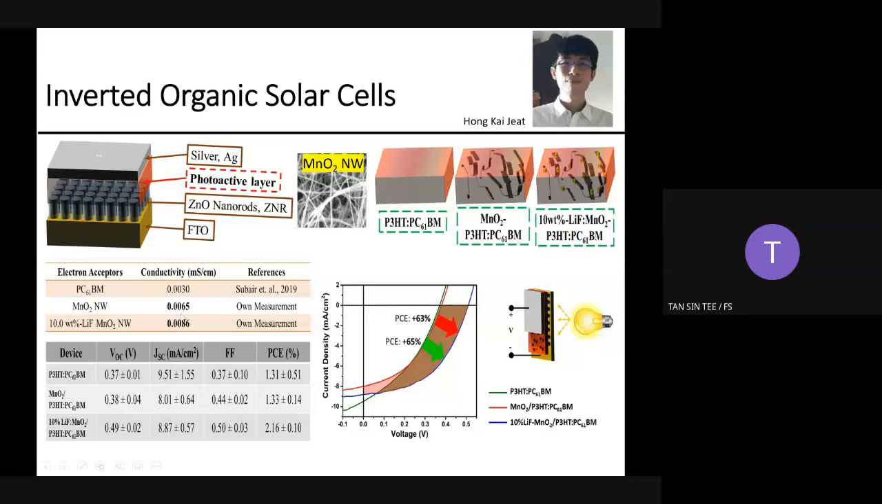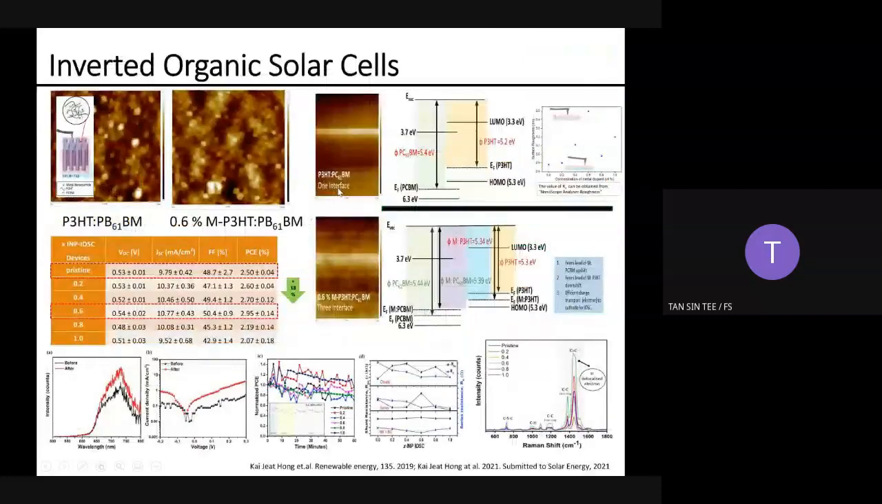This has also been proved by using a photopaper to measure the conductivity of the sample. By measuring the conductivity of the photoactive material, we found that the conductivity of the sample is also increasing, from 0.003 to 0.008. These are the FESEM images of the nanowire that we synthesized in our lab.